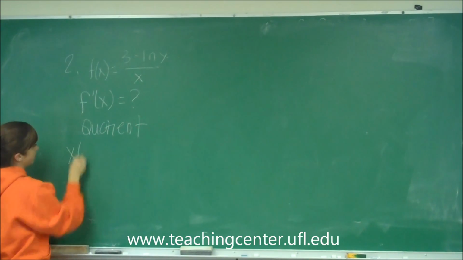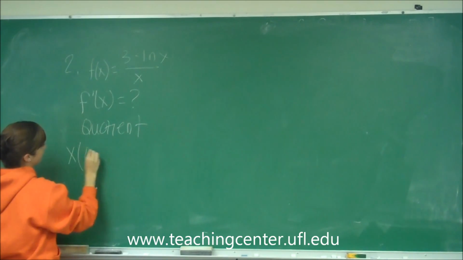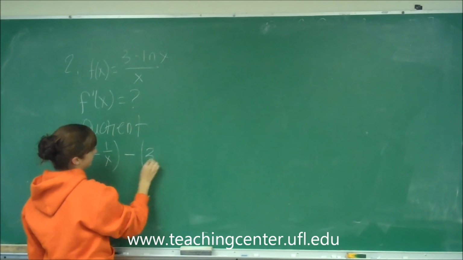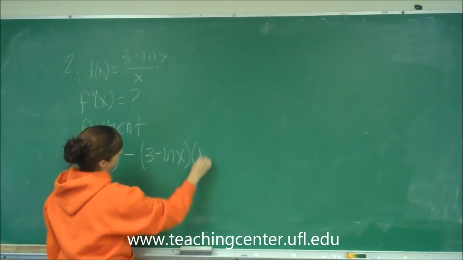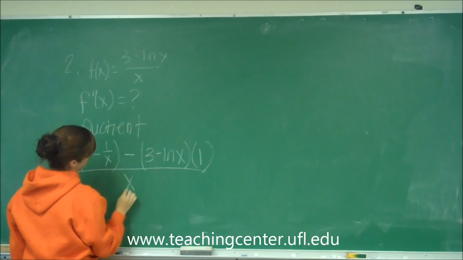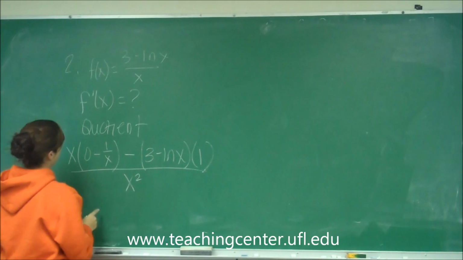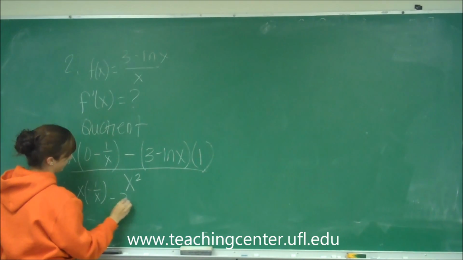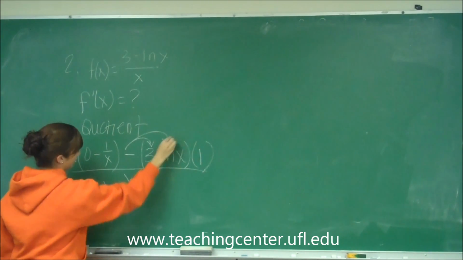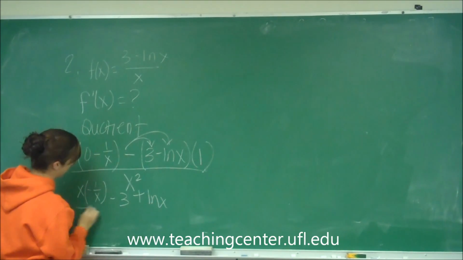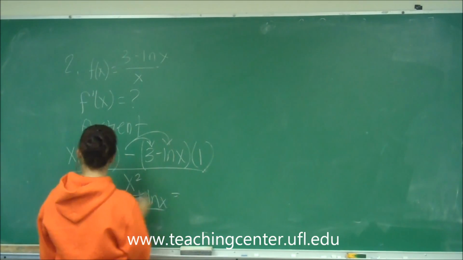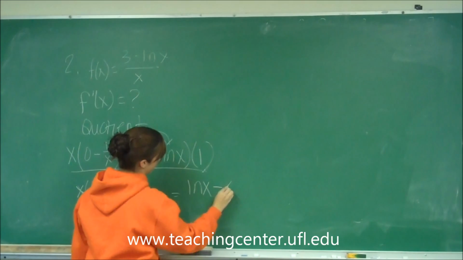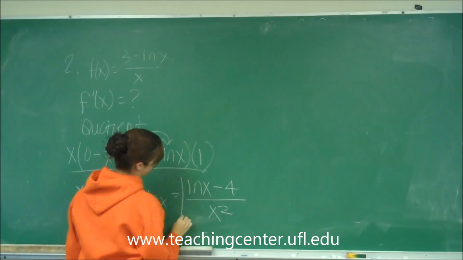So I have bottom times the derivative of the top, 3 is 0, minus the derivative of ln of x is 1 over x, minus the top times the derivative of the bottom, which is 1, all over x squared. So this would be x times negative 1 over x minus 3, I distribute my negative, plus ln x, all over x squared. So things cancel to give me negative 1 minus 3 is negative 4. Ln x minus 4 over x squared.